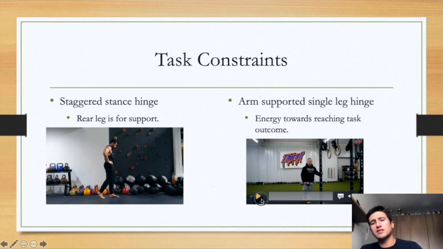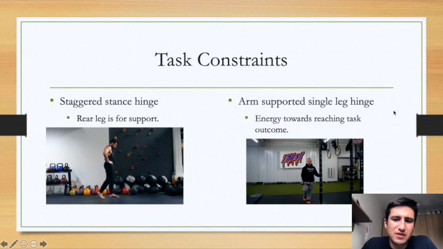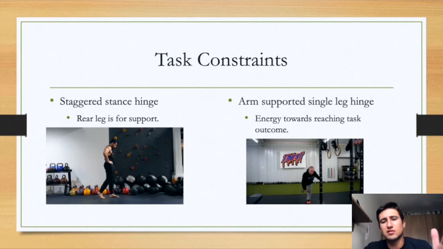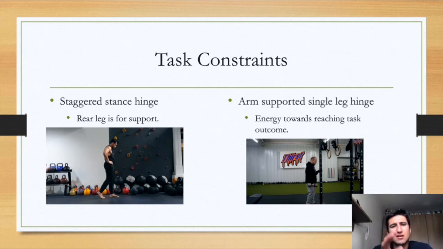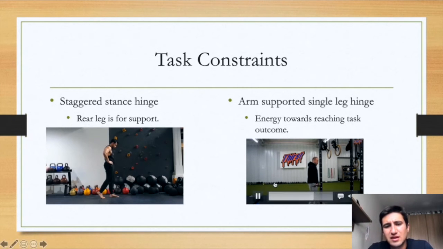Secondly, we can perform an arm-supported single leg hip hinge, as shown in this video. In this video, the person is using a weight for counterbalance, and with his left hand he is holding onto the squat rack. Manipulating this constraint is very useful because instead of the athlete using energy on balancing, this energy can be used towards reaching the task outcome of unilaterally hip hinging.